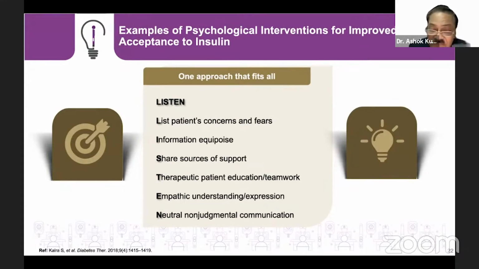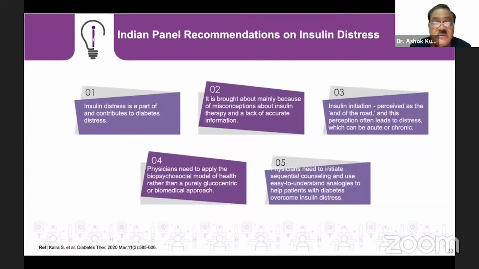Empathetic understanding is very important, and empathetic expression. This empathy, saying I'll take care, helps, along with a neutral, non-judgmental approach. Dear friends, as I told you, we had a workshop which we have published, and we have 3 recommendation panels. I'll go through them quickly.